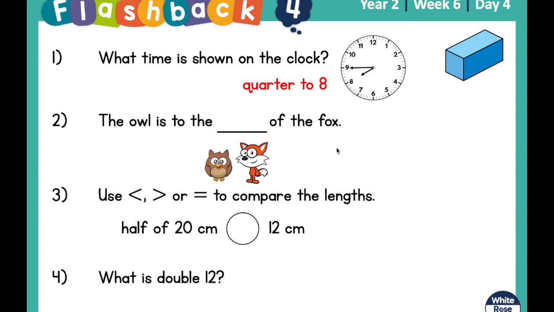Question 2, the owl is to the left of the fox. Question 3, you had to use the less than, greater than or equal symbol to compare the lengths. Half of 20, which is 10, is less than or smaller than 12.